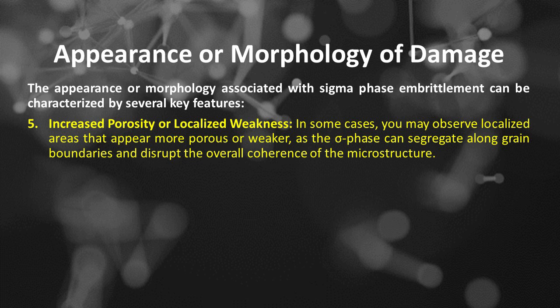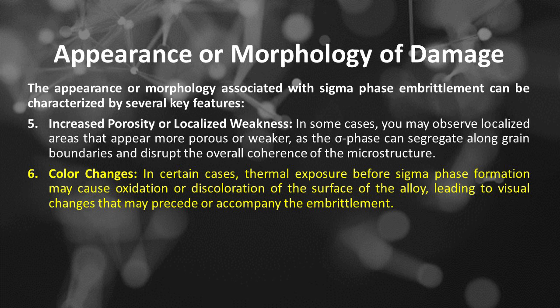Number 5 is increased porosity or localized weakness. In some cases, you may observe localized areas that appear more porous or weaker, as the sigma phase can segregate along grain boundaries and disrupt the overall coherence of the microstructure. Number 6 is color changes. In certain cases, thermal exposure before sigma phase formation may cause oxidation or discoloration of the surface of the alloy, leading to visual changes that may precede or accompany the embrittlement.